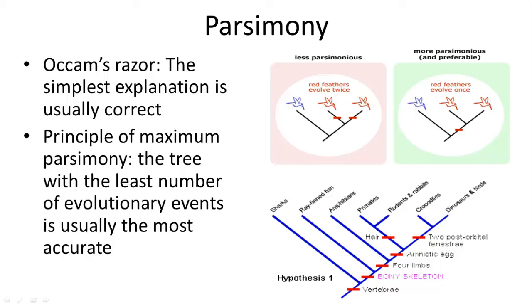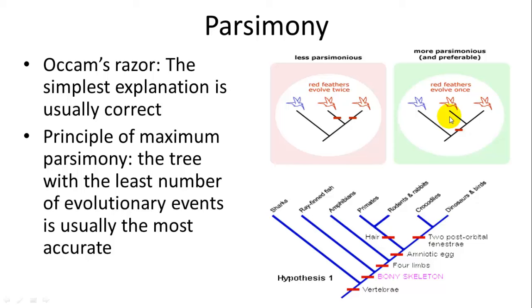All right, so you can come up with all different types of phylogenies, all different types of hypotheses. But generally, the one that is simplest is considered to be the most correct. And we're following the principle called Occam's razor, where the simplest is usually the most correct one. And in phylogenies, we call this the principle of maximum parsimony. So we're trying to find the phylogeny that has the least number of evolutionary events taking place.